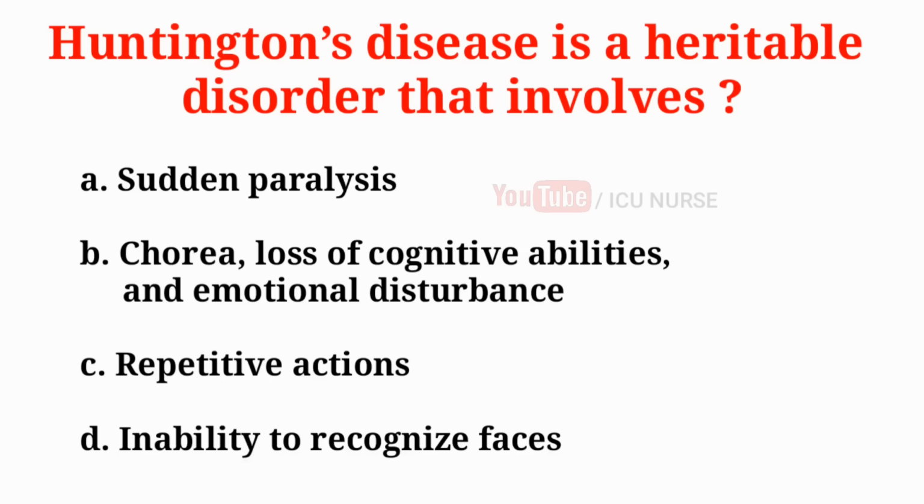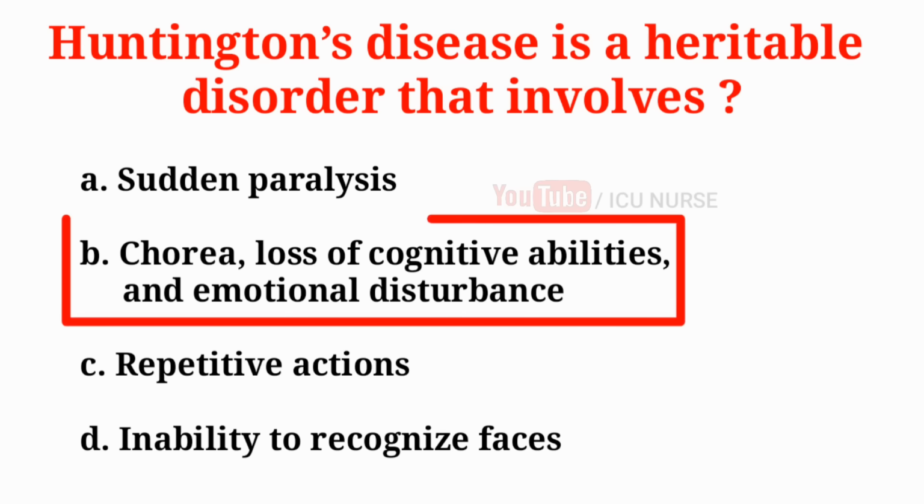Huntington's disease is a heritable disorder that involves A. Sudden paralysis, B. Chorea, loss of cognitive abilities and emotional disturbance, C. Repetitive actions, D. Inability to recognize faces. And the correct answer is B. Chorea, loss of cognitive abilities and emotional disturbance.